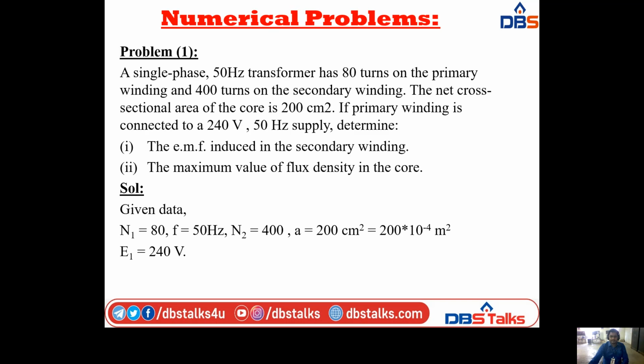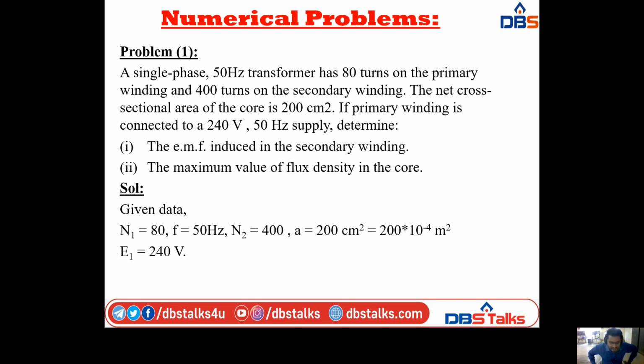So coming to problem number 1. Up to now we discussed the EMF equation, the transformation ratio of a transformer, and volt ampere turns. Next, coming to the numerical problems. First problem: a single phase 50 Hz transformer has 80 turns on the primary winding and 400 turns on the secondary winding, and the net cross sectional area of the core is 200 centimeters square. If the primary winding is connected to a 240 volt 50 Hz supply, determine first the EMF induced in the secondary winding, and second the maximum value of flux density in the core.